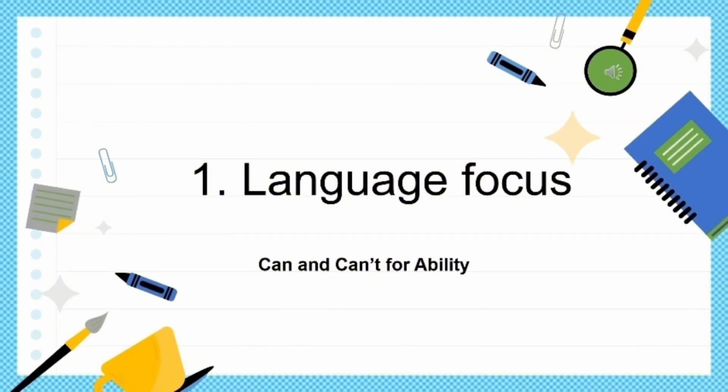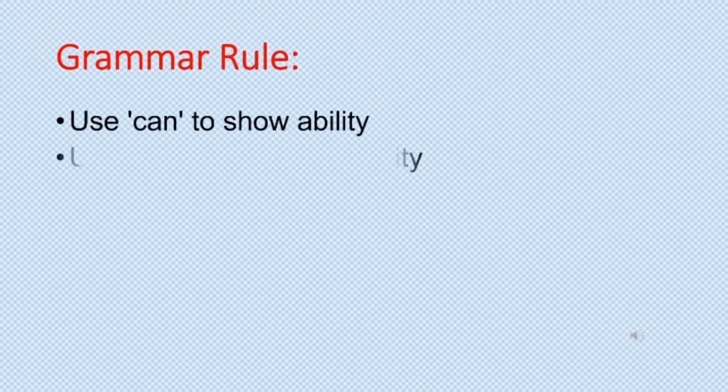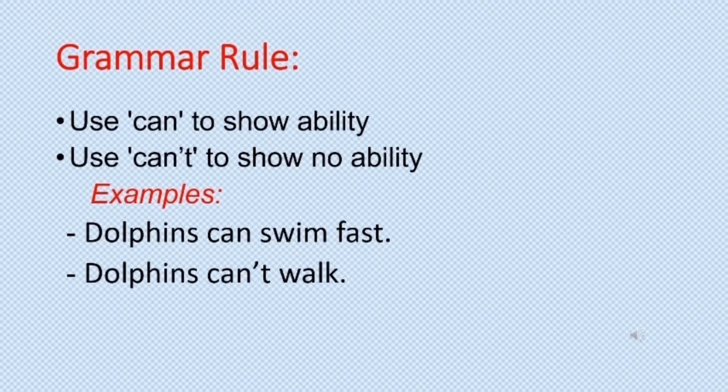Grammar focus: can and can't for ability. This is part 1. Language focus: can and can't for ability. Now we learn how to talk about what people or animals can or can't do. We use can to show ability and can't to show no ability.